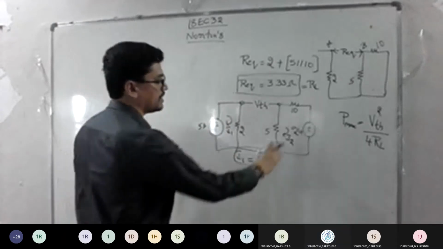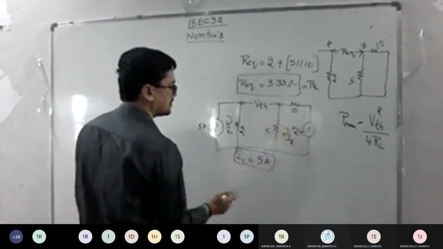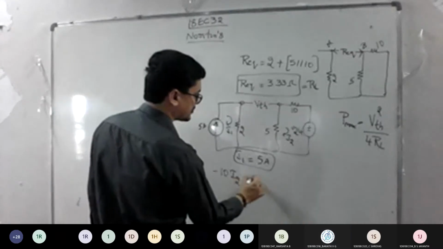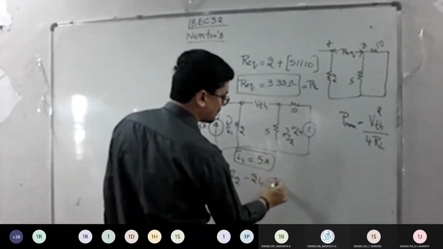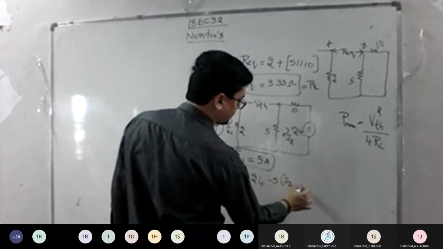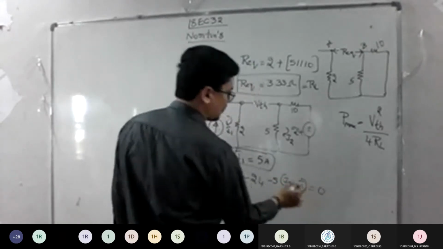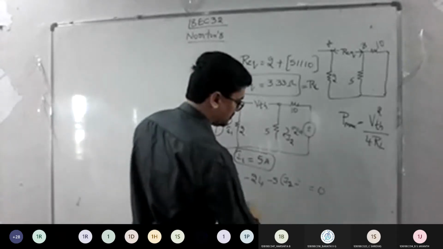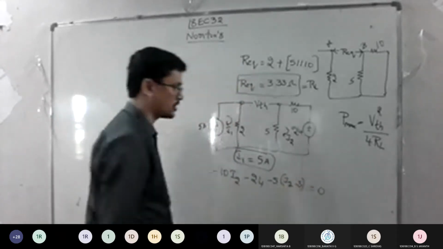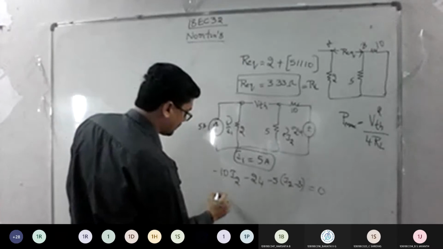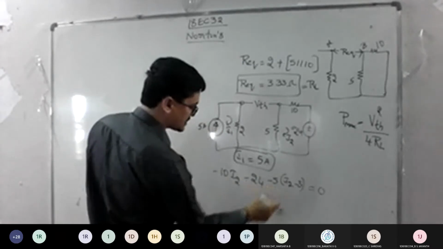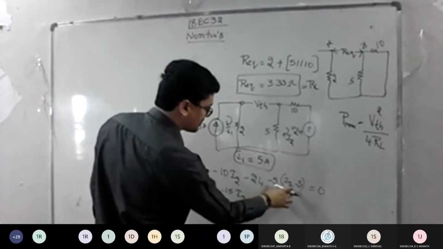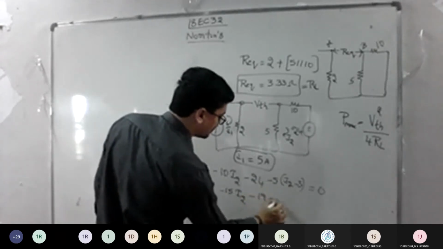Yes, sir. The only thing we should apply mesh to is here. So apply for this. So it's minus 1.6 I2, then minus 24 and minus 5 (I2 minus I1) equal to 0. So what is the I1 value? It's 5, right? So you can substitute the value here. So it becomes minus 5. Okay now? So solve this. Get me the answer of I2. So minus 10 minus 5 becomes minus 15 I2, and this is plus 5 minus 24, equal to 0.